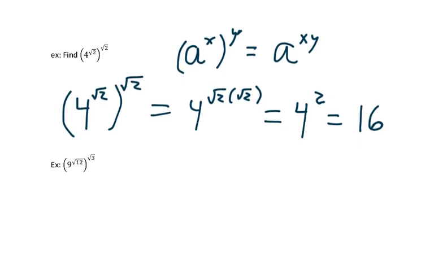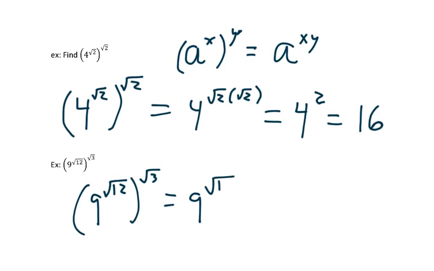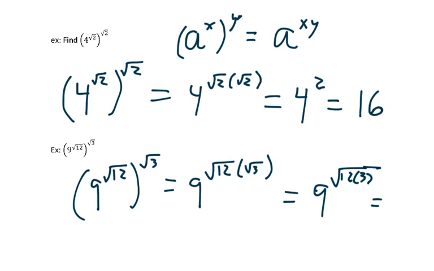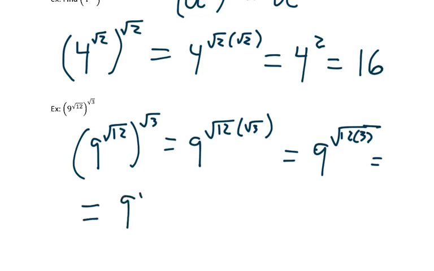Here's another example. We have 9 to the square root of 12 raised to the square root of 3. So using the same property, that's equal to 9 to the square root of 12 times the square root of 3. And one of the things about square roots or radicals is that you can multiply them. So we're going to get here the square root of 12 times 3. And 12 times 3 we know is 36. So we're going to get 9 to the square root of 36. And we have seen before that the square root of 36 is 6. So we get 9 to the 6.